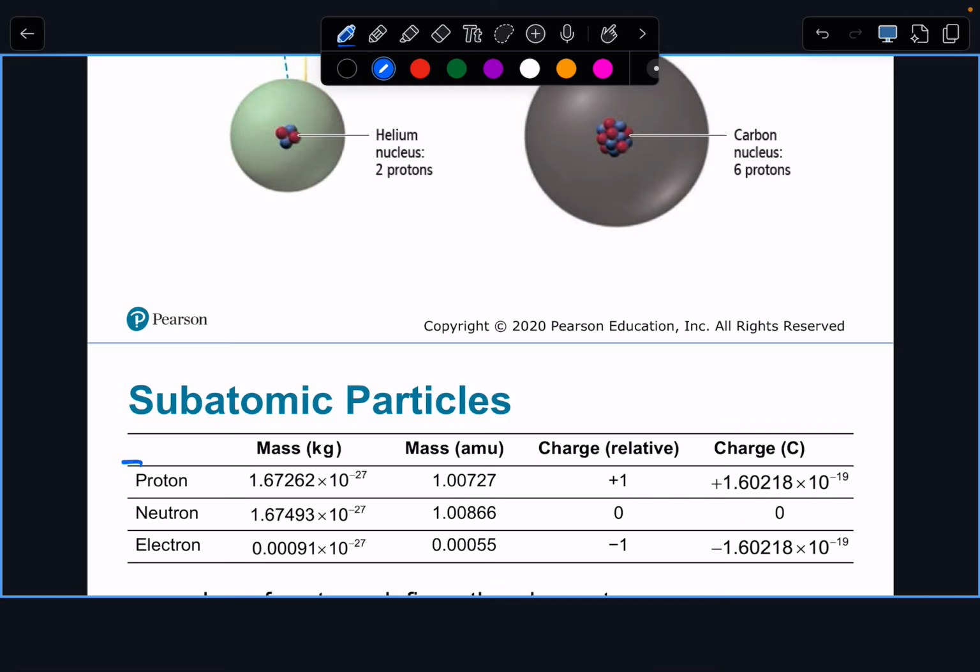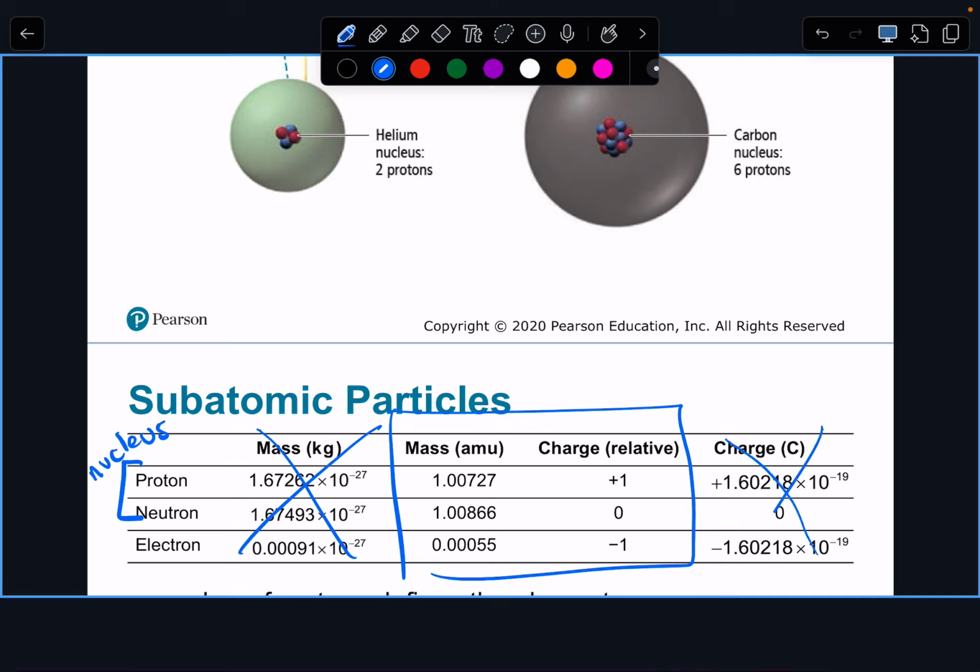These two particles are what are in the nucleus, protons and neutrons. Let's just focus on these two columns because we're not going to think about mass in terms of kilograms. That's just too hard to understand. The protons and neutrons have a similar mass to each other. We say they're about 1 atomic mass unit. And the electrons are a fraction of that, 0.0005 compared to the protons and neutrons.